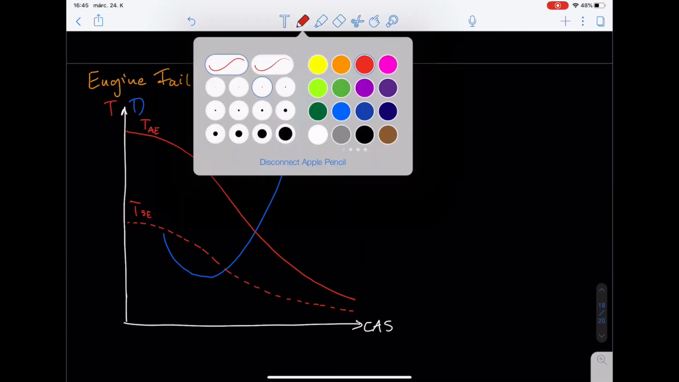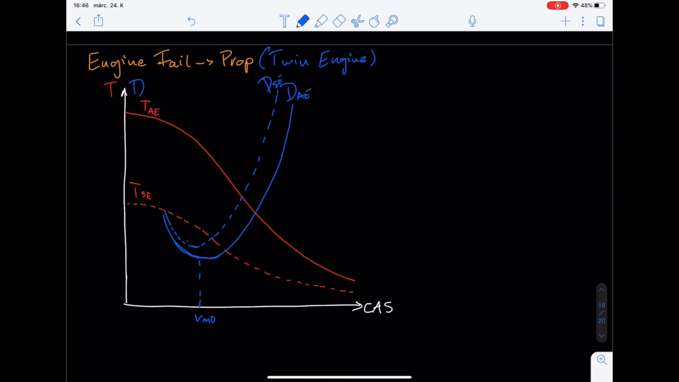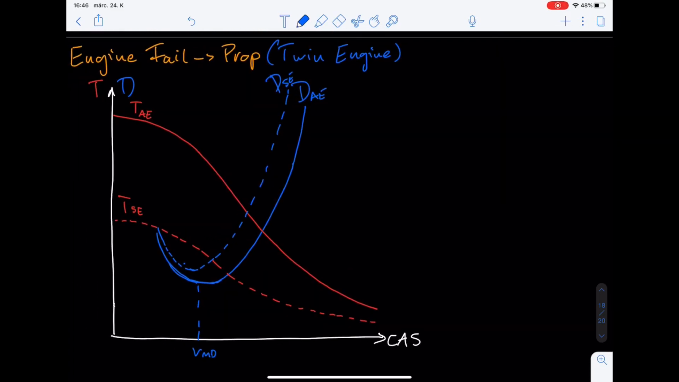And what's going to happen to your drag is it's going to move. So here was, let's say, the lowest point. Here was the VMD. So the whole curve moved basically up and to the left. So this one hugs the other one more. So up and to the left, like this. Because the same exact effects happen as we saw for the case of the jet aircraft.